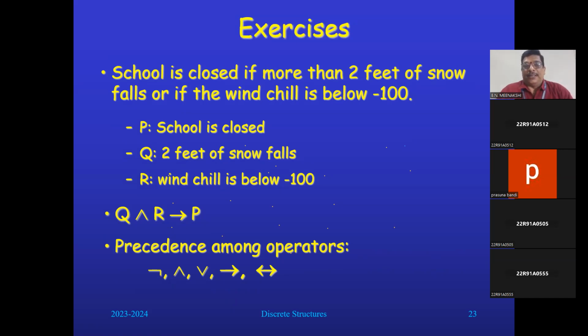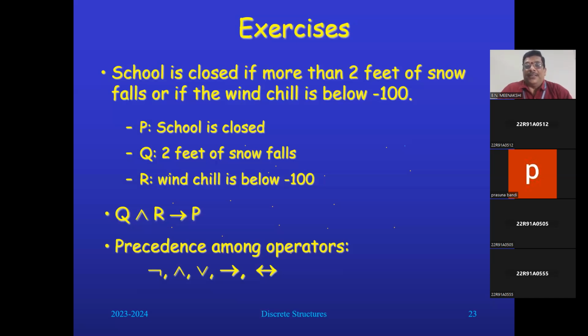Here, what is the R symbol? Q intersection R is nothing but Q conjunction R. So when you have "or" between two statements, you use the conjunction. When you have "and" between the two statements, you use the disjunction.